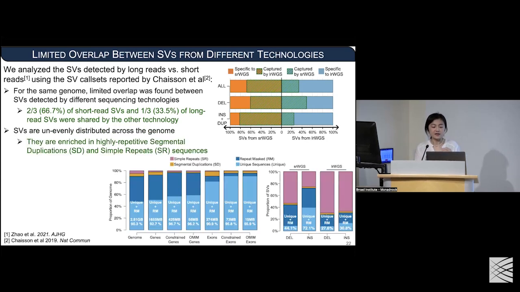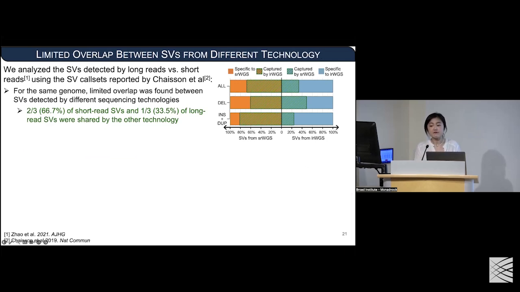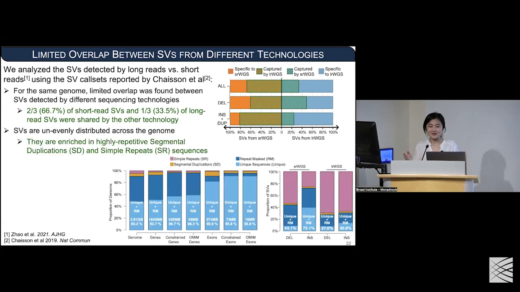So what we find is that, even in the same genome, short reads and long reads find totally different things. Only one-third to two-thirds of their SVs overlap. But why is that, right? That's the question. I think the key is in the repetitive sequences.